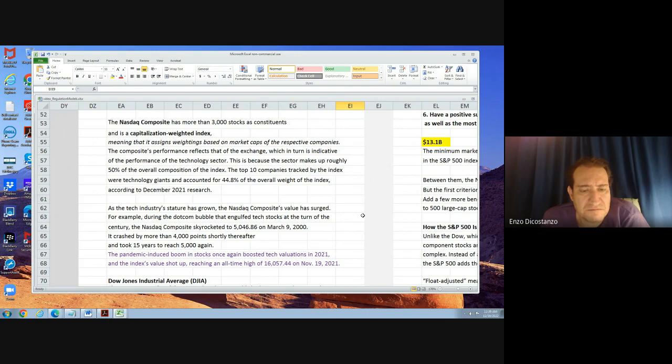So as technology becomes more important, the significance of the Nasdaq expands. During the dot-com bubble, I think we were up to about 5,000, and then it crashed by about 80% of that, and then took 15 years to get back to 5,000 again. The pandemic-induced boom in stocks once again boosted the tech valuations, and the value shot up to about 16,000 a year ago, November. So again, these are just some of the values. You can put in this November 19th and this December 2022, you could recompute that.